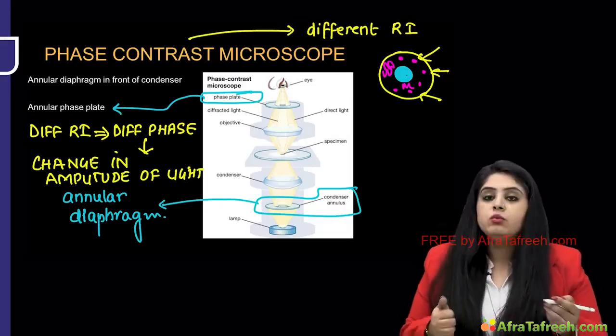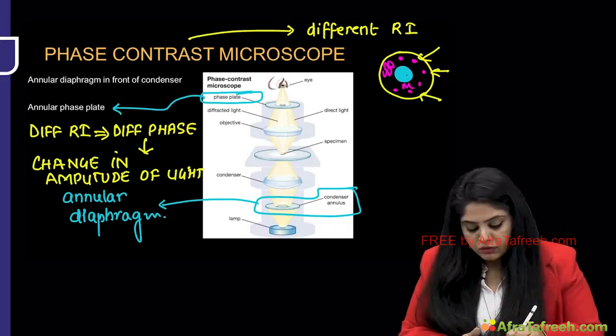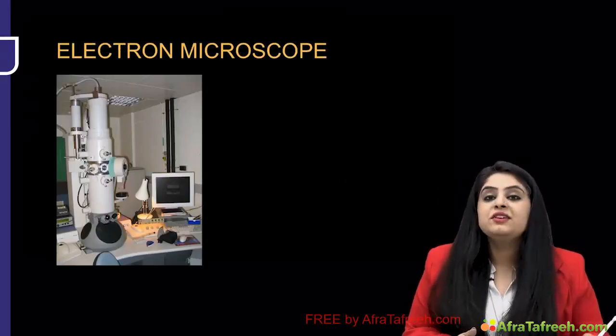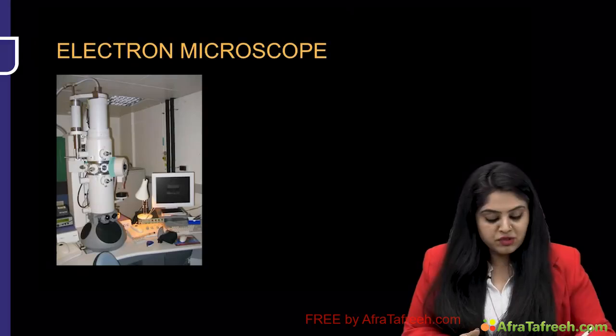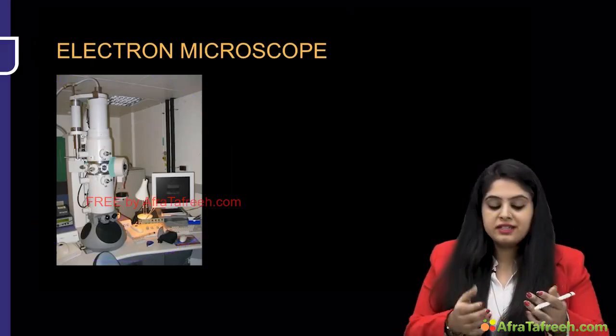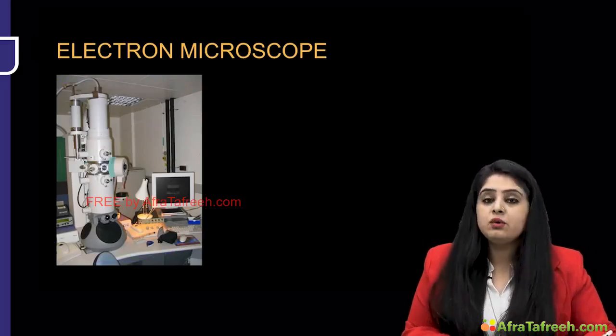Okay, having said that, what is the next microscope that we have? The microscope that looks like a spaceship. That microscope is the electron microscope. Why do I say like a spaceship? Because you can very well see how it has become an enclosed kind of area, an extremely enclosed kind of area. So what is the reason for that?